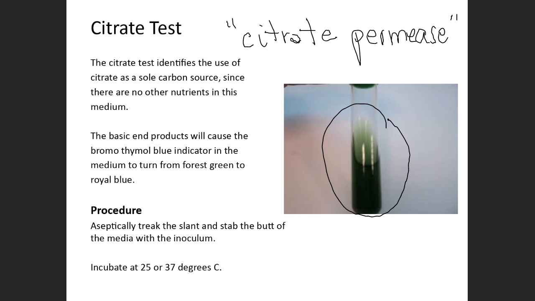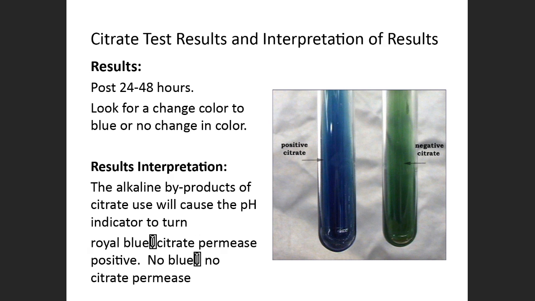Now, when you inoculate this, you can do it with a needle. You stab the butt and then you streak the surface. Sometimes you can just stab the butt of the slant with the needle, and you can use a loop to add bacteria to the slant. Then you will incubate this and look for that color change or no color change as a result.